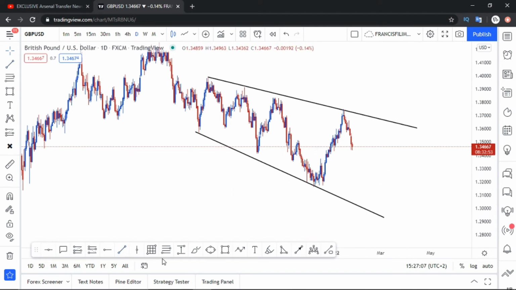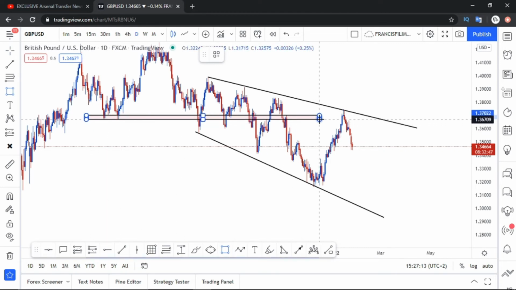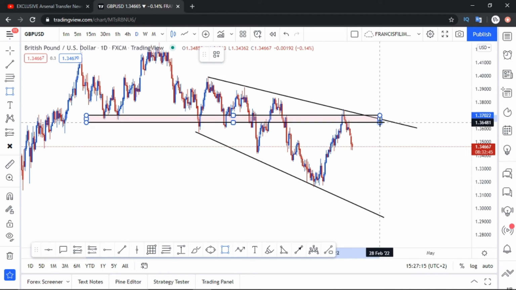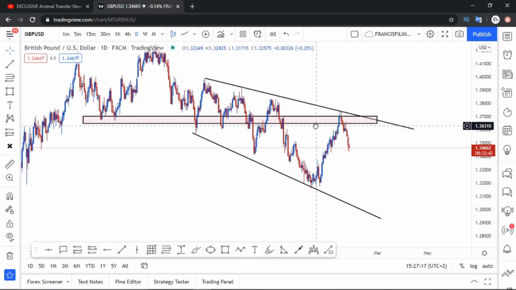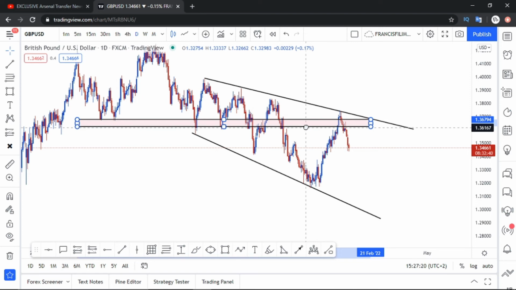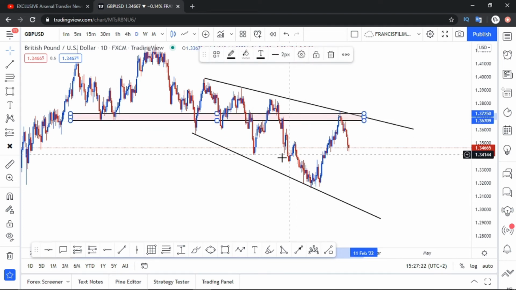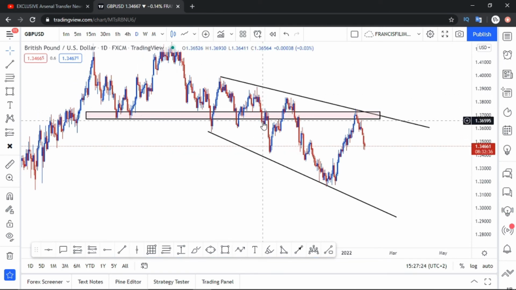So now I want to put in my support and resistance, guys, which is very important. So I can see this level right here, because in this level we're getting a lot of reversals. As you can see, the market broke below here, came back and retested, went above and came back, broke below, retested right here and dropped all the way back down.